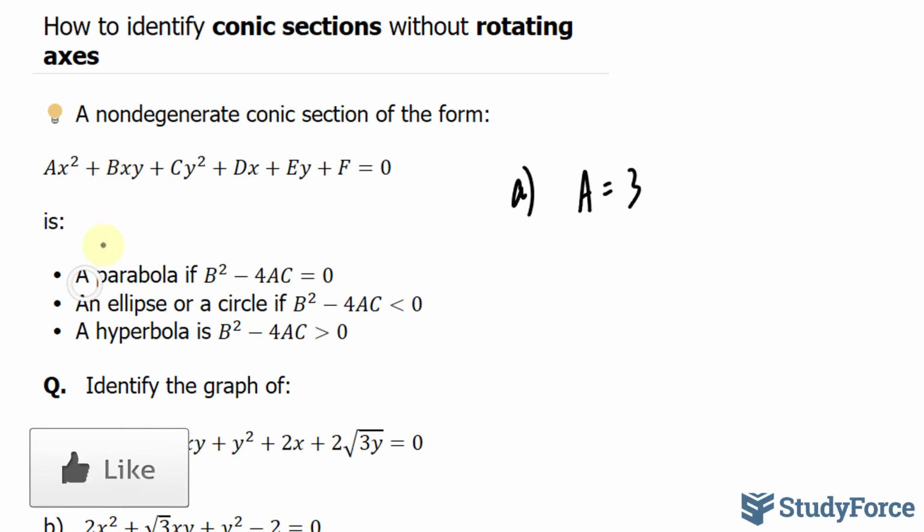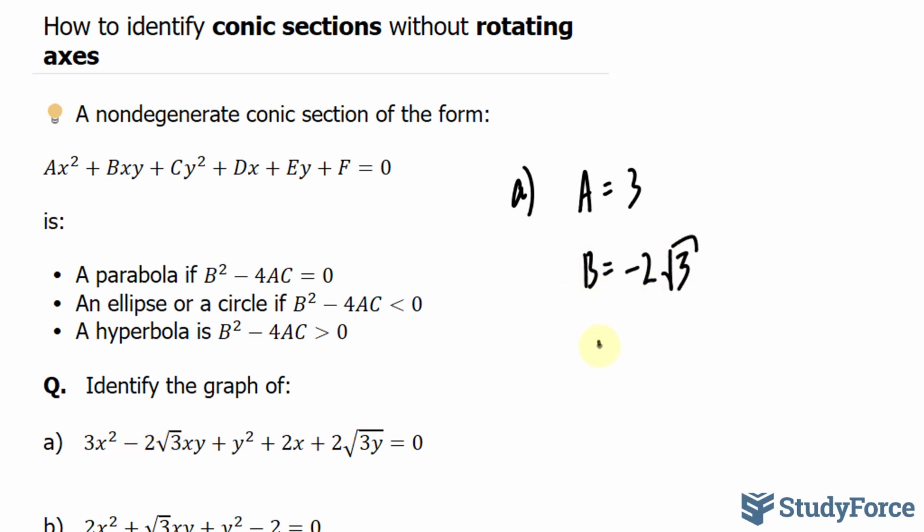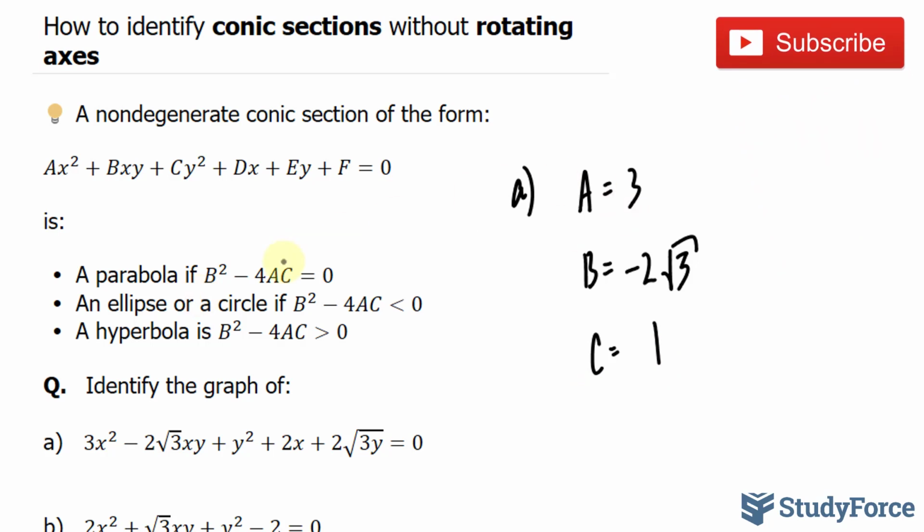B is the leading coefficient of the factor xy. In our case, that's negative 2 times the square root of 3. And C is the leading coefficient of y squared. In our case, that's 1. So let's go ahead and substitute these values into this formula.